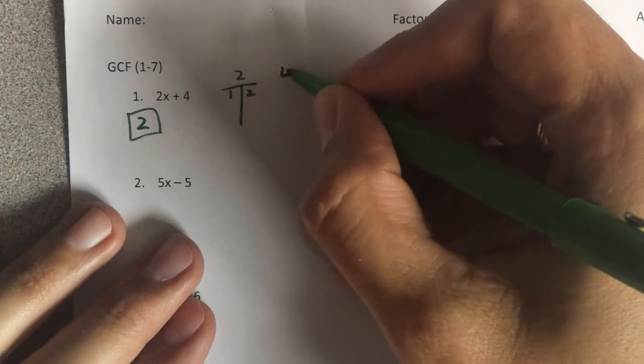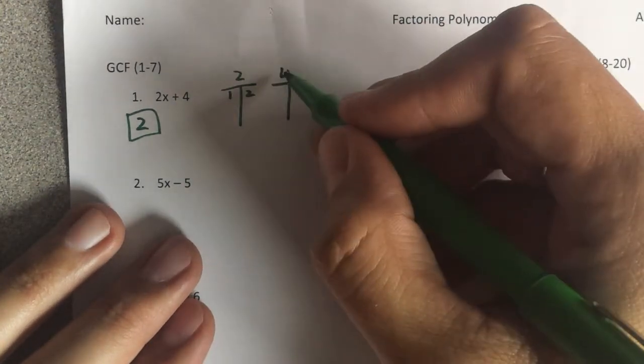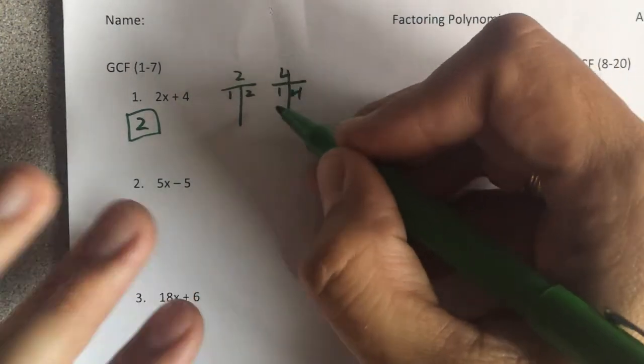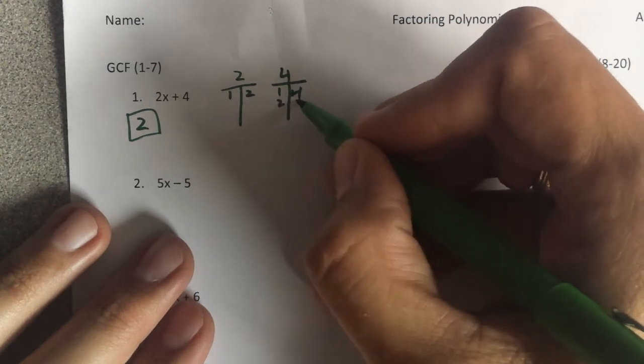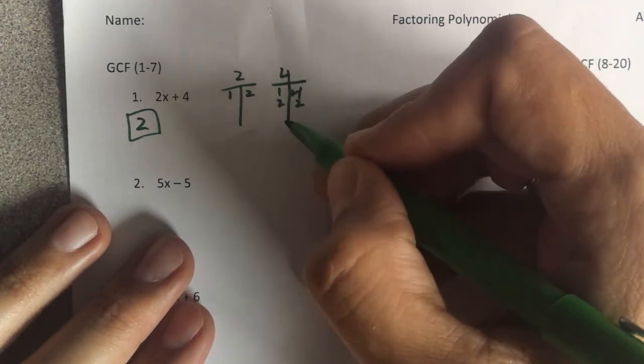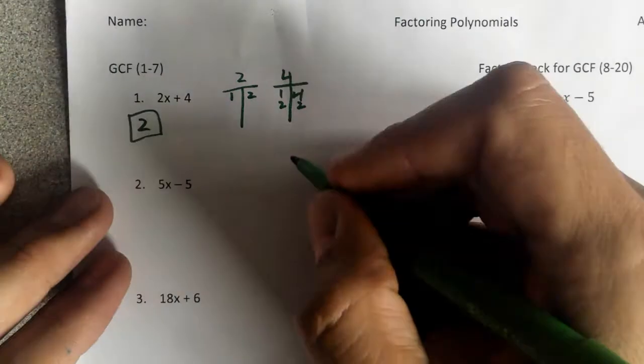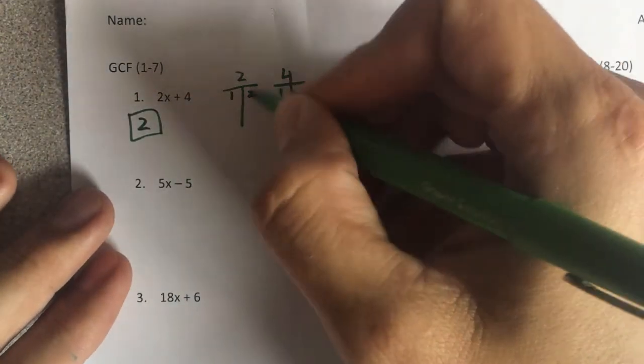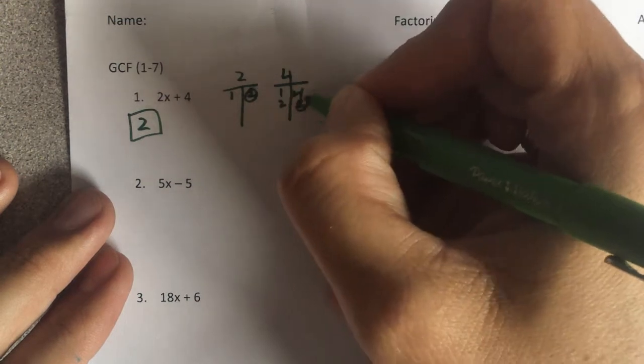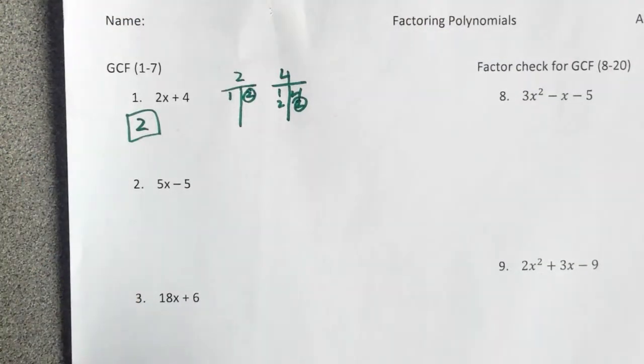So let's do factors of 4. We start with 1 and 4. Next number is 2. 2 times 2. 3 doesn't work. 4, then I start repeating. Those are my factors. What's the biggest one they have in common? Well, 2 and a 2. That's my greatest common factor.